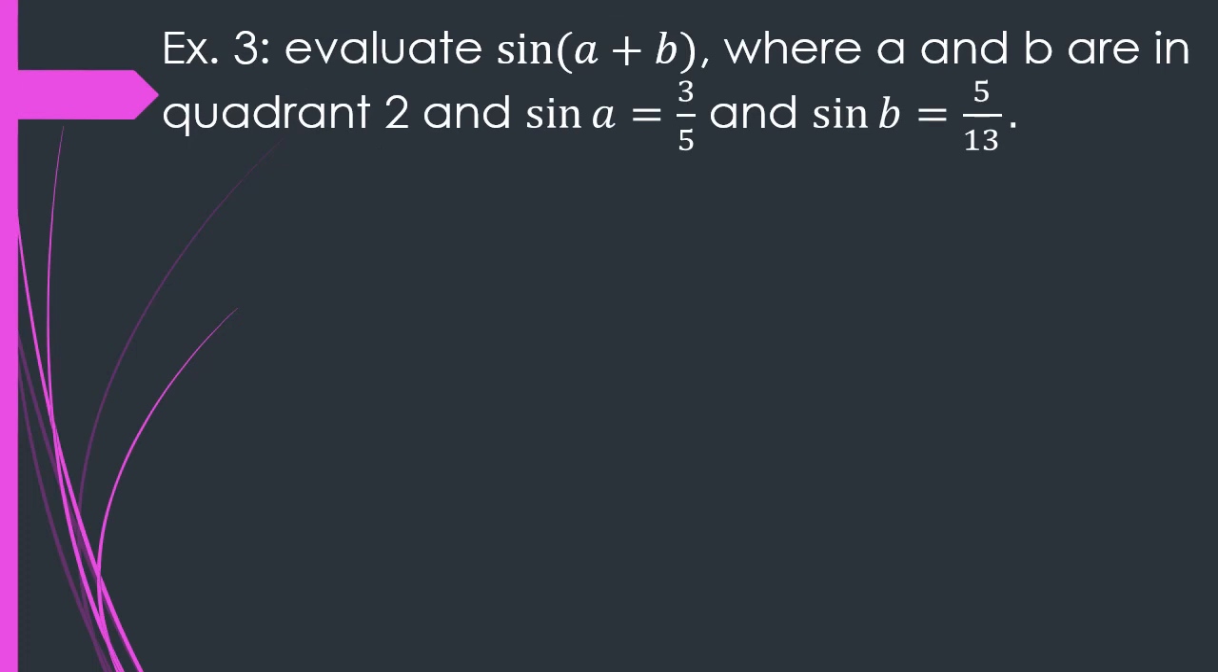Our third and final example. We are going to evaluate sine a plus b, where a and b are in quadrant 2, and sine a equals 3/5, sine b equals 5 over 13. I like questions like this. It forces you to come up with a plan and do some things.